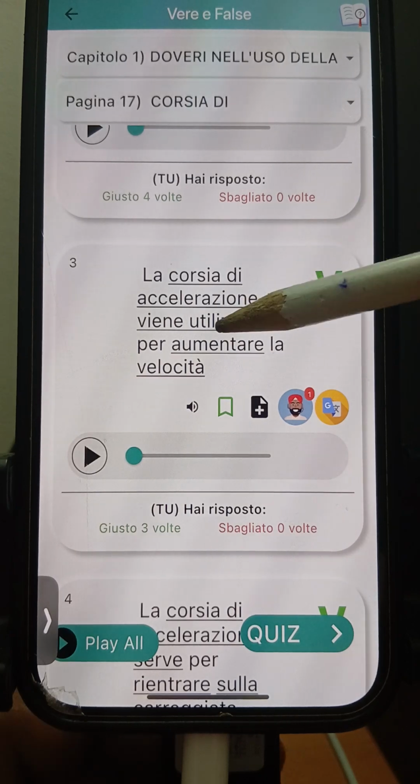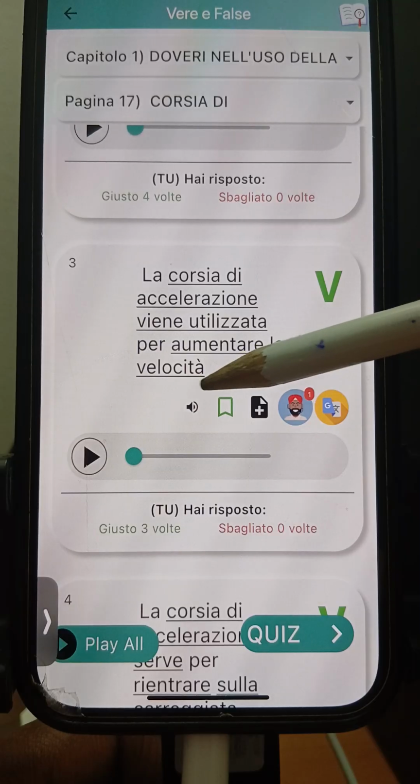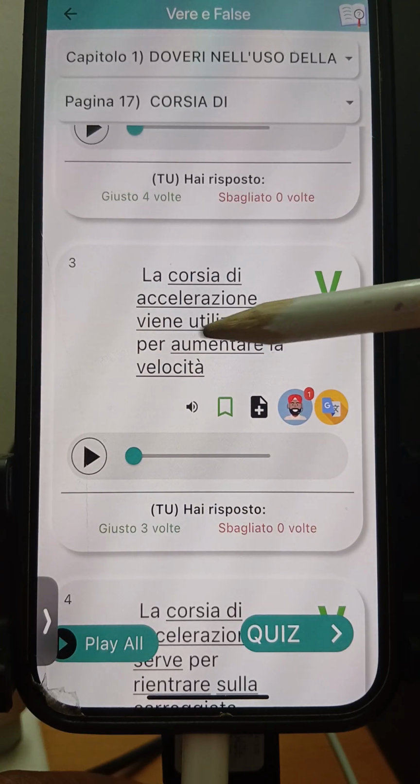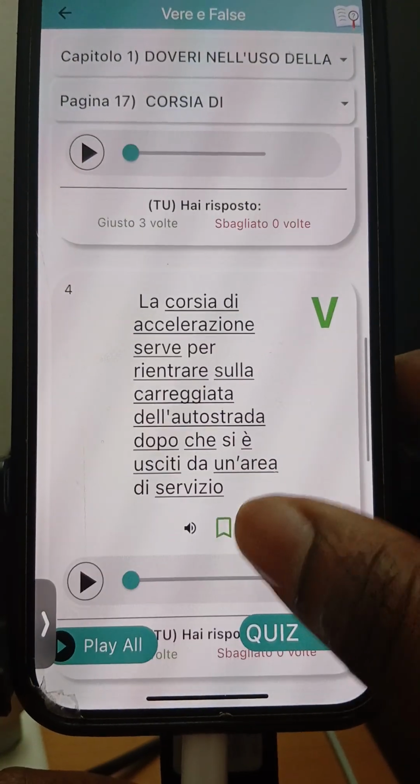So, la corsia di accelerazione viene utilizzata per aumentare la velocità. It's used to do what? To increase your speed. Alright, let's go to number 4.